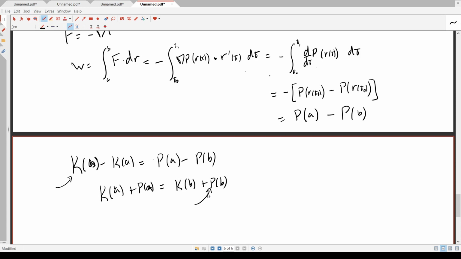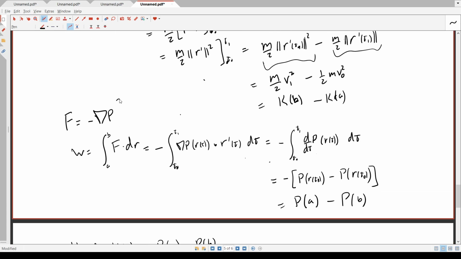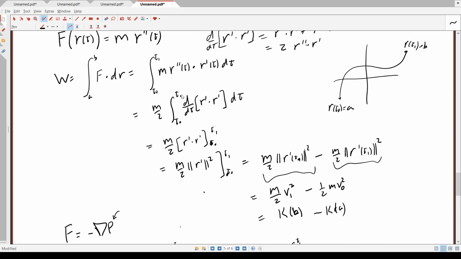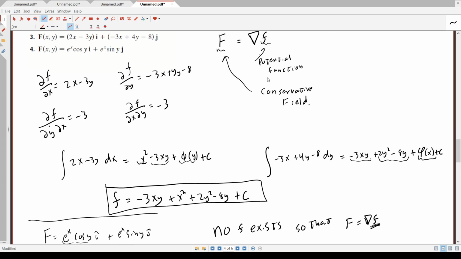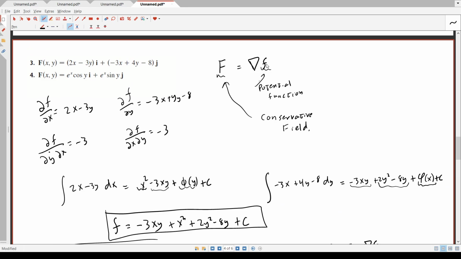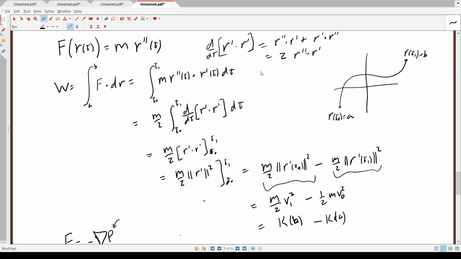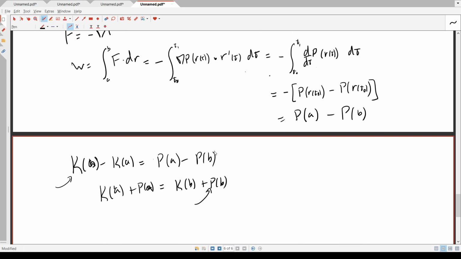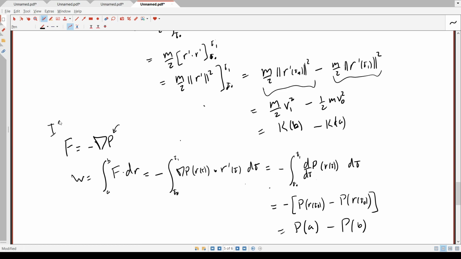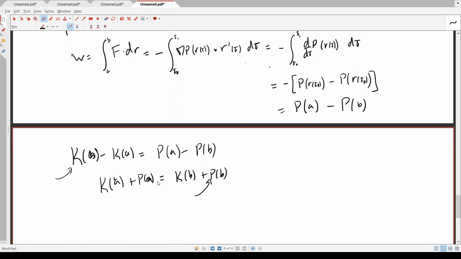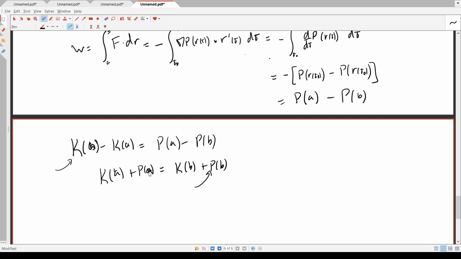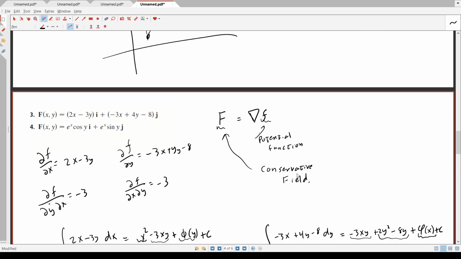That's why we call this function, the thing we're taking the gradient of, the potential function, because physically it represents the potential energy. And notice when I have a conservative vector field, so this is a big if, then the total energy, the kinetic plus potential, stays the same. So it conserves energy. The energy stays the same. That's why we call it a conservative field.